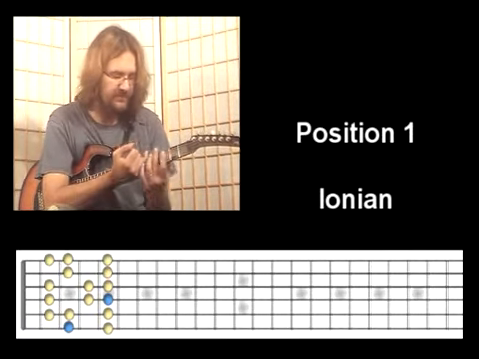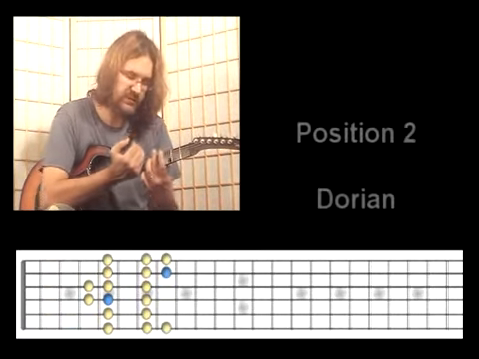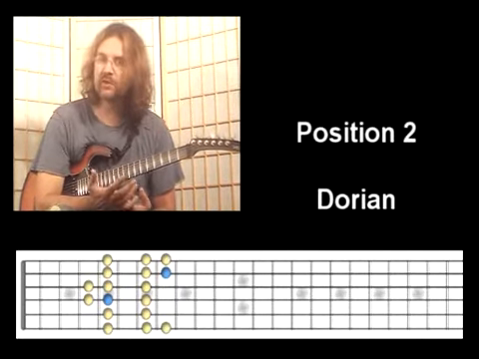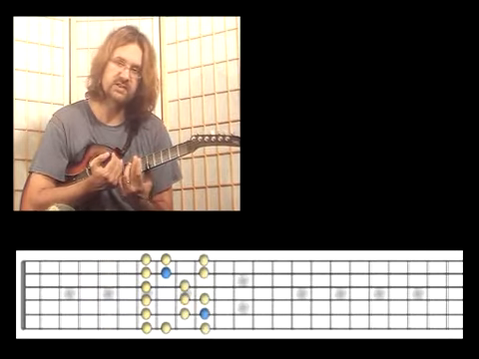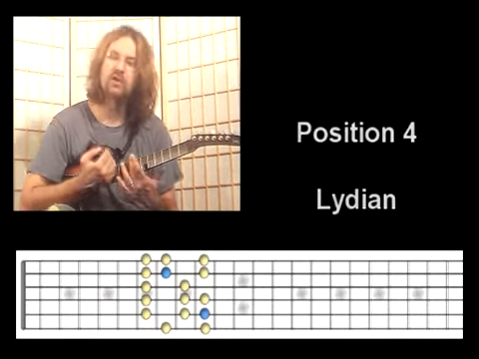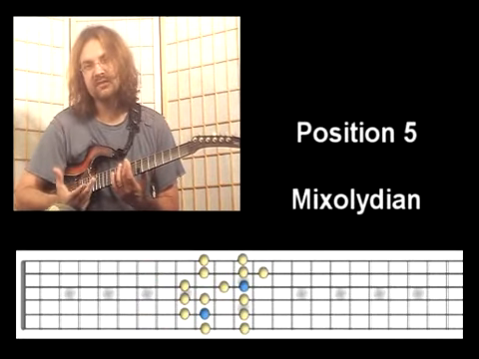The second position, which is the one just on the right side, starting on the second note of a major scale, is going to be called the Dorian mode. The third position is going to be the Phrygian mode. The fourth position, the Lydian mode. The fifth position, Mixolydian mode.